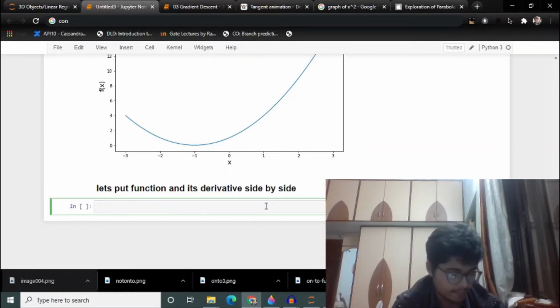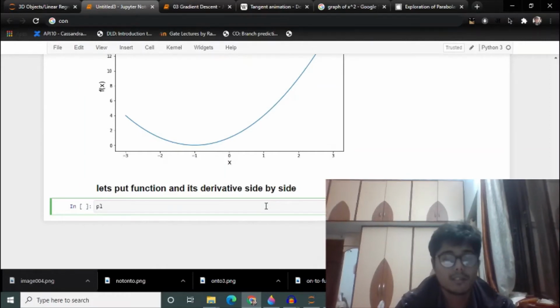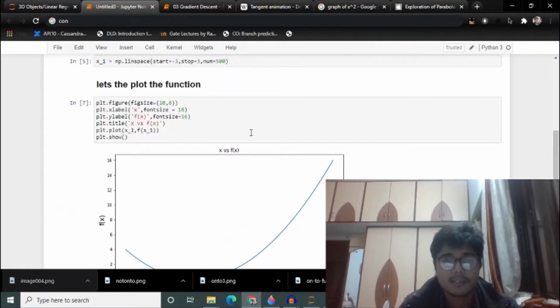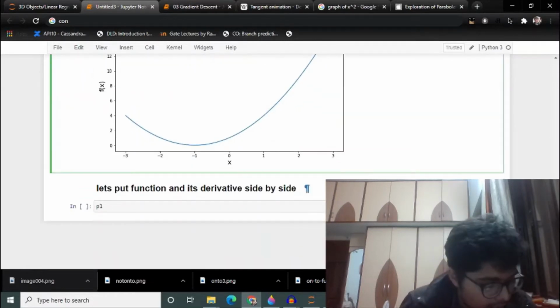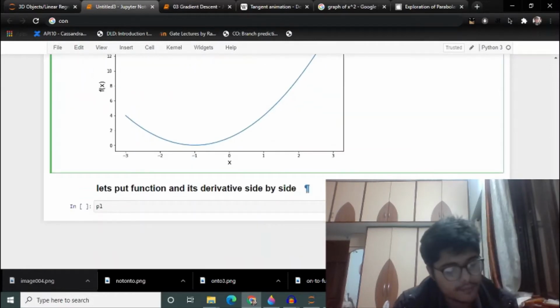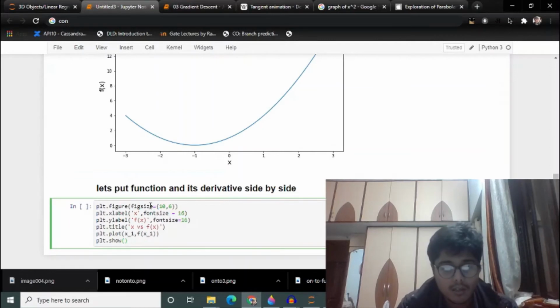So I will put this. I will copy this sentence, guys, the whole thing. I will change some values, guys. Now I don't want 10 by 6, I want 15 by 5 because it will look good.